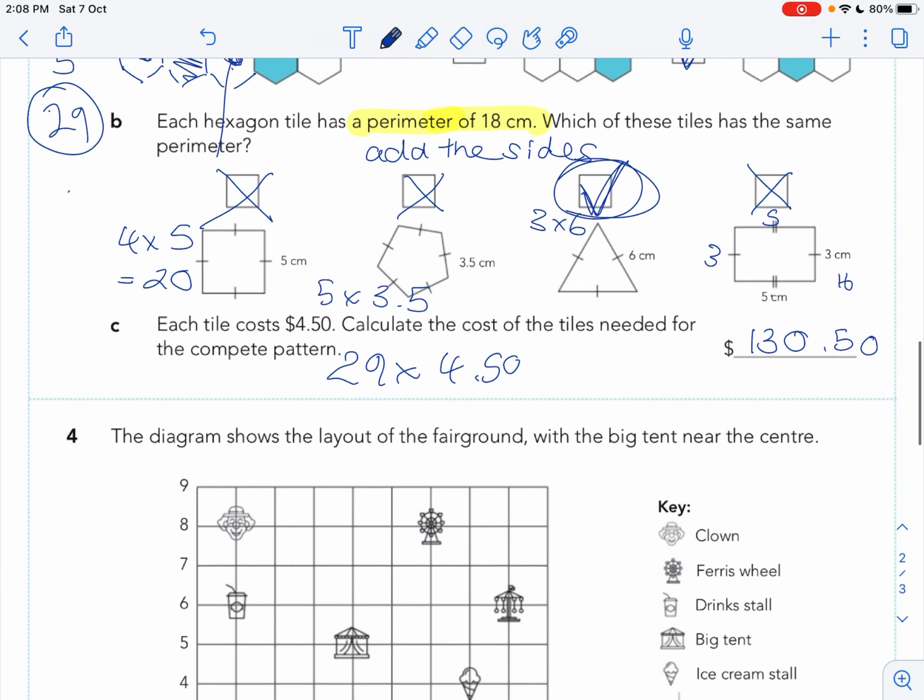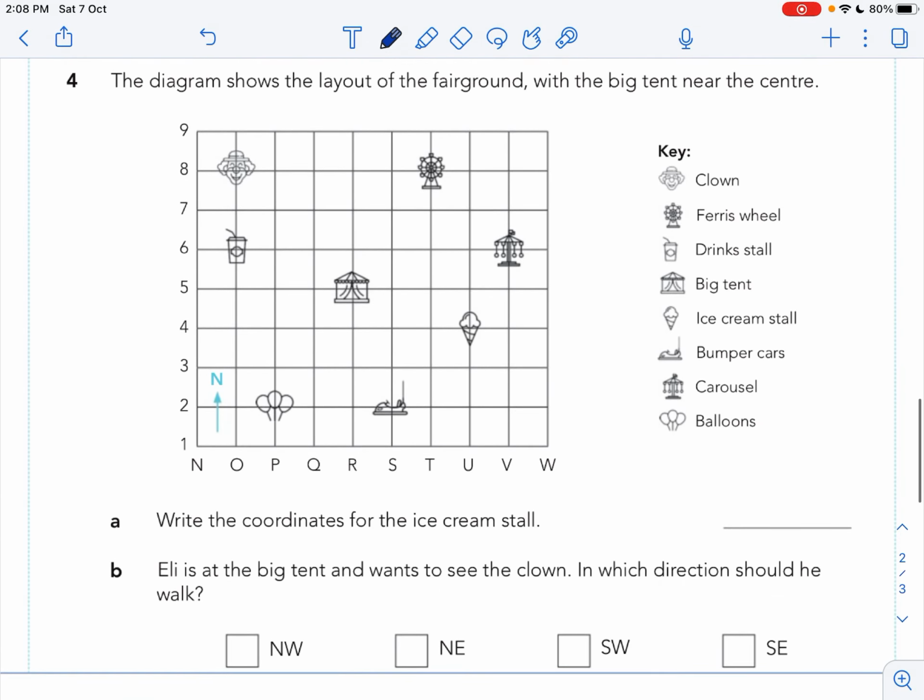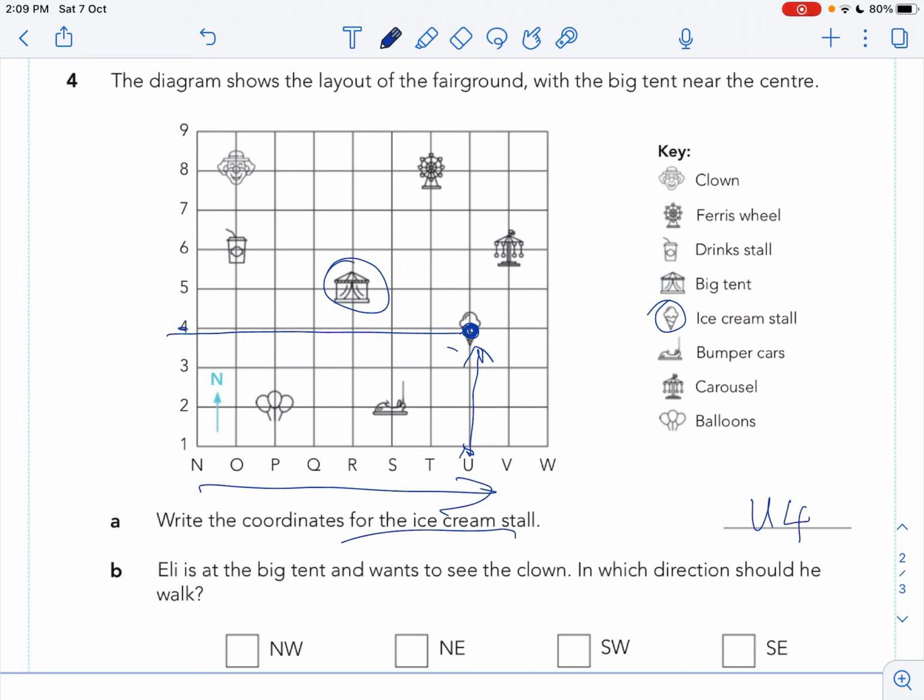Okay. The diagram shows the layout of the fairground with the big tent at the middle, near the centre. There it is. Write down the coordinates for the ice cream stall. So here's the ice cream stall, so it's that one there. We always read across this way first, so we go across to this one, and it's U, and we're going up to this one here, which is 4. So the coordinates are U4.